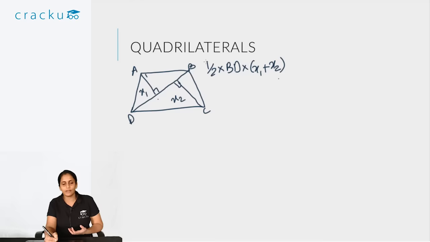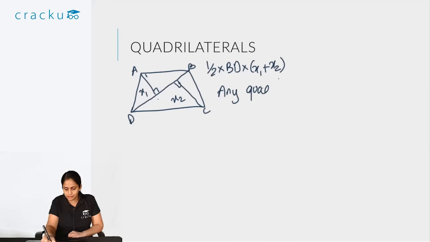So the area of any quadrilateral is half into the length of the diagonal into the sum of the perpendicular offsets of the other two vertices from that diagonal. Now this is for any quadrilateral. Now we'll discuss specific types of quadrilaterals.